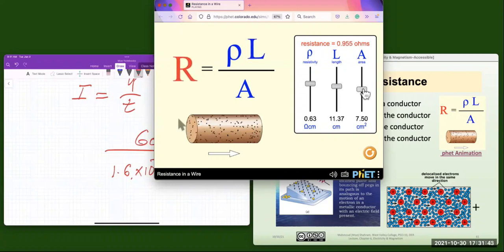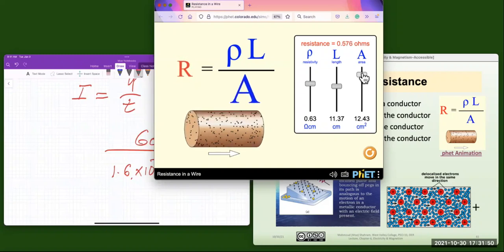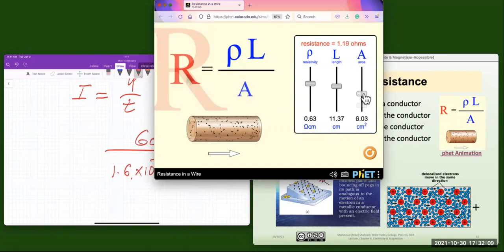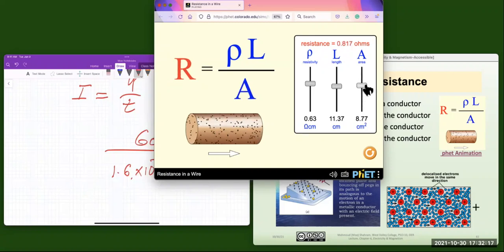And what about the cross-section area? If I increase the cross-section area, that means I allow more carriers or electrons to move around, so I have less resistance. If I make the wire thin, I have a huge resistance. So the thicker the wire, the less resistance. The thinner the wire, the more resistance. And we call that wire gauge. All right, for example, gauge 12 would be more resistive than gauge 1 or 2 or 3 or 4.